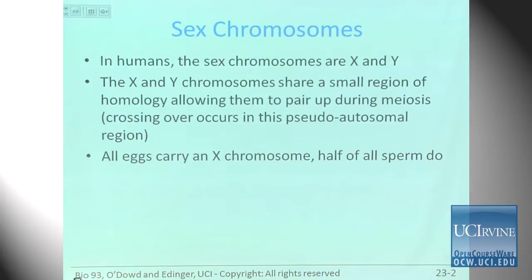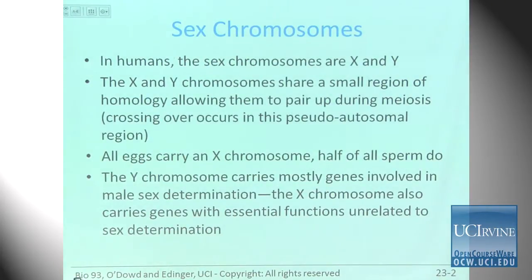All eggs are going to have an X chromosome because females only have an X chromosome to give, while sperm can have an X chromosome or a Y chromosome. The Y chromosome carries mostly genes involved in male sex determination. Half of us in this room are just fine with no Y chromosome. So there's nothing really that essential on the Y chromosome. But if you're going to be male, that Y chromosome is essential. It is what makes a male male. The female sex is the default one.